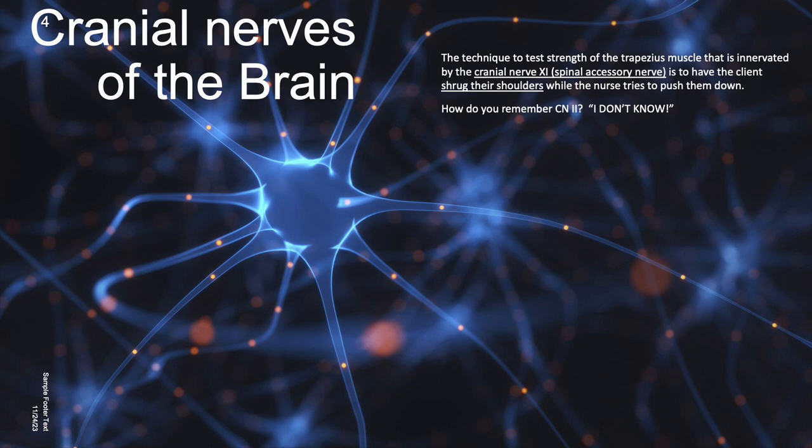You ready? Remember how I told you that one and one is 11? Okay, cool. Remember how I told you cranial nerve 11 is the spinal accessory nerve? Okay, cool. When you shrug your shoulders, I want you to look in the mirror. What are your hands doing? They're going straight down. And what number does it make? It makes 11. Okay, next slide.